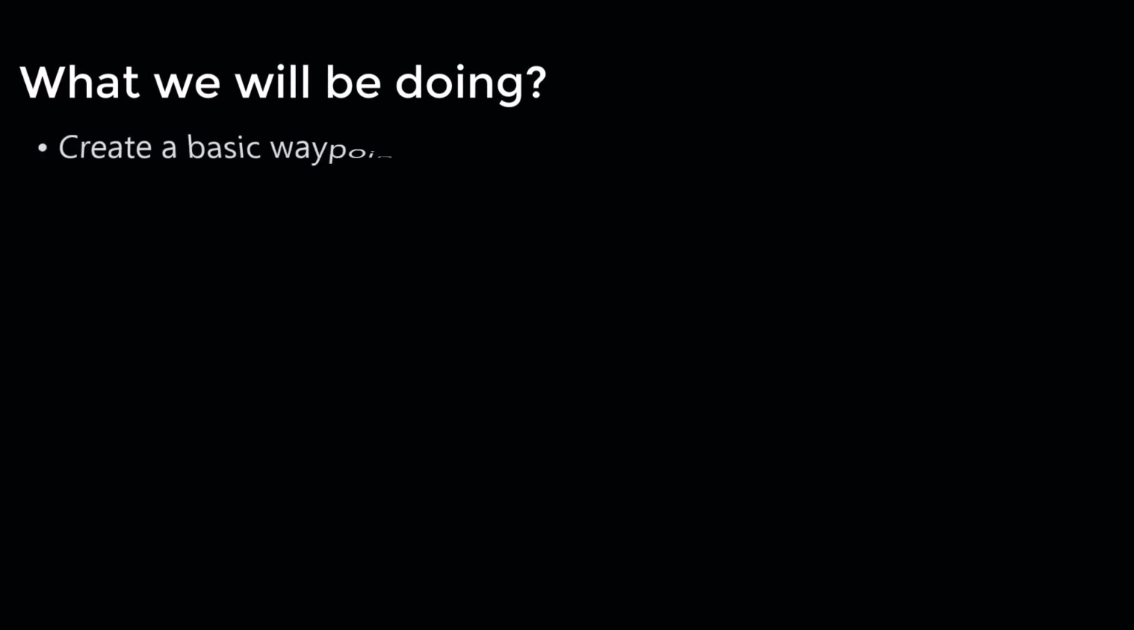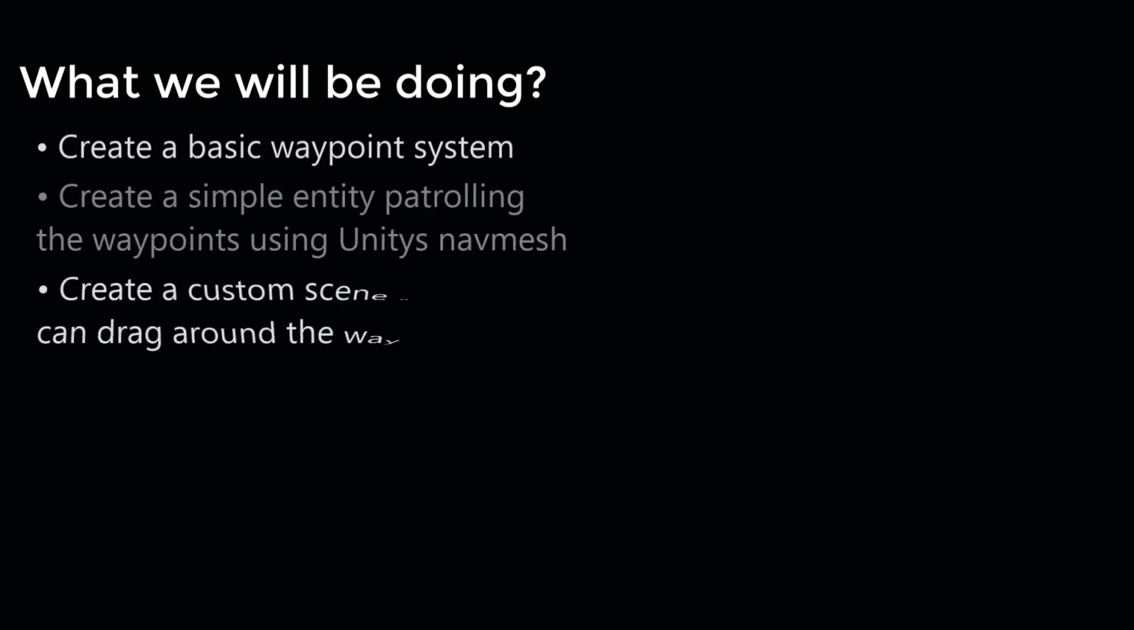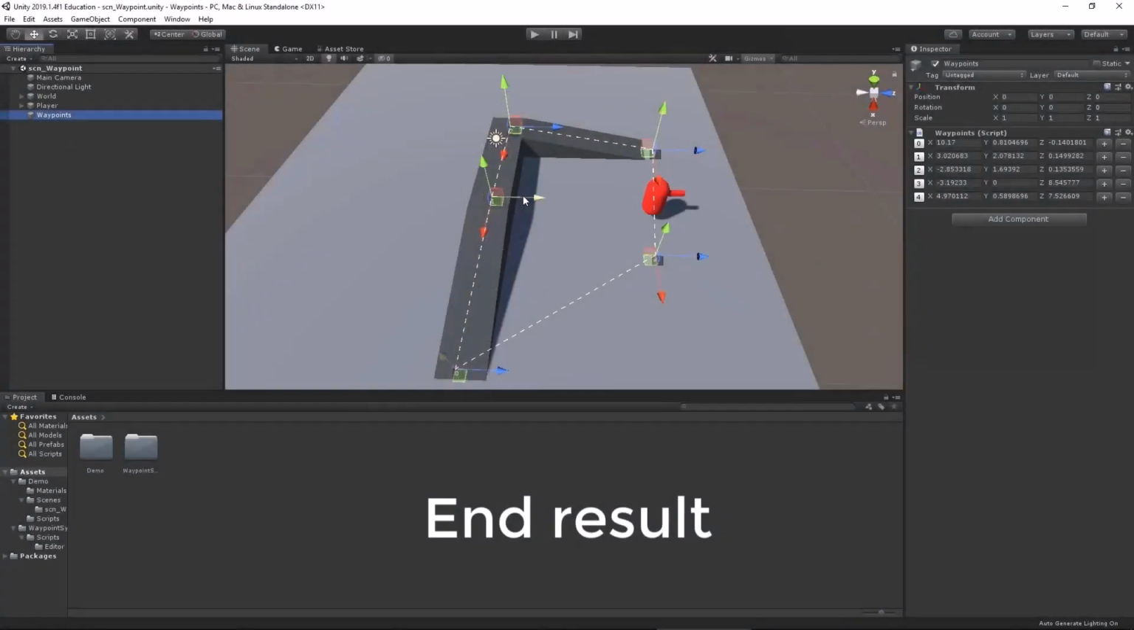We will create a basic waypoint system, create a simple entity patrolling those waypoints using Unity Snap Mesh, creating a custom scene view where we can drag around the waypoints, and creating a custom inspector for our waypoints. And this is a preview of the end result.